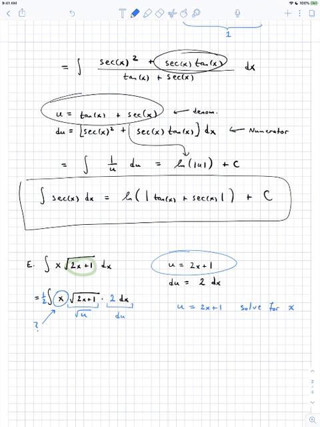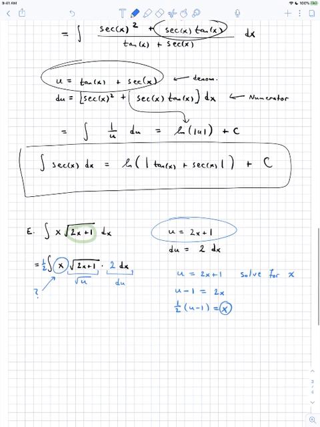Solve that for x. So the first thing I do is I subtract 1. Now I divide everything by 2. And that is going to equal x. So anywhere that I see an x, I can just plug in 1/2 u minus 1. So let's plug that in there.